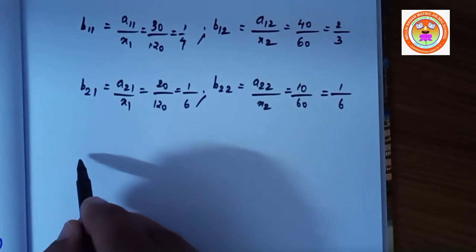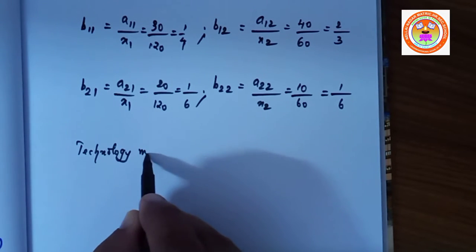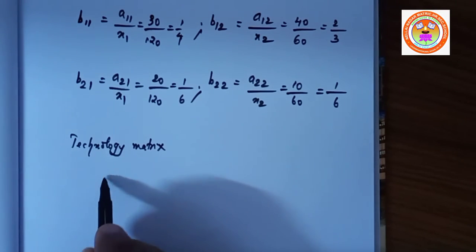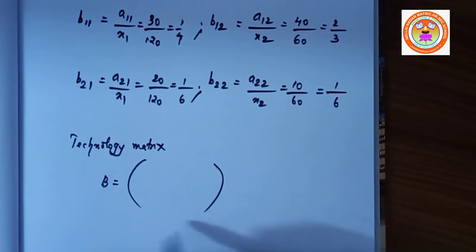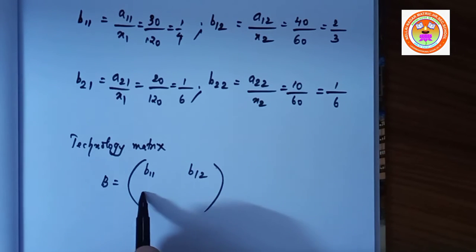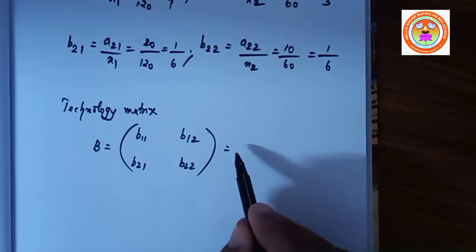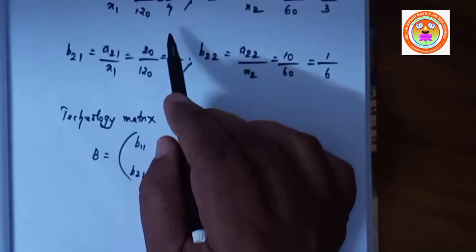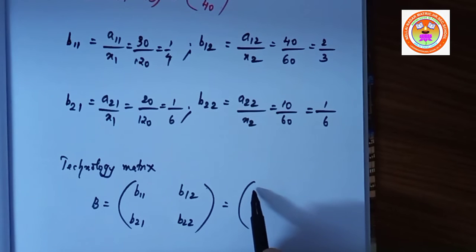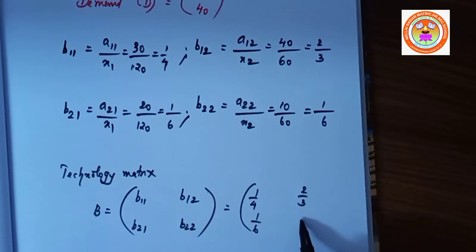Now we can write the technology matrix. The technology matrix is represented by the letter capital B, which is also a 2 by 2 matrix. You have to write B11, B12, B21 and B22, that is equal to 1 by 4, 2 by 3, 1 by 6, again 1 by 6. Right, over here 1 by 4, 2 by 3, 1 by 6, 1 by 6.